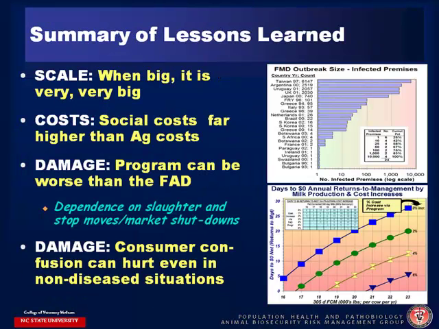So when we look at the lessons learned, foot and mouth disease, some of these things can be big, but we should not always expect them to be big, and our plan should be flexible enough to deal with them when they aren't. The social costs, the widespread costs of these diseases far exceed what the actual impacts are on agriculture. So we need all of society involved in it. The damage: sometimes our programs can cause more damage than the diseases. Stop movements, some of the other issues that we have in here, really hammer the people who are doing the right thing. And then lastly, consumer confusion, market confusion.